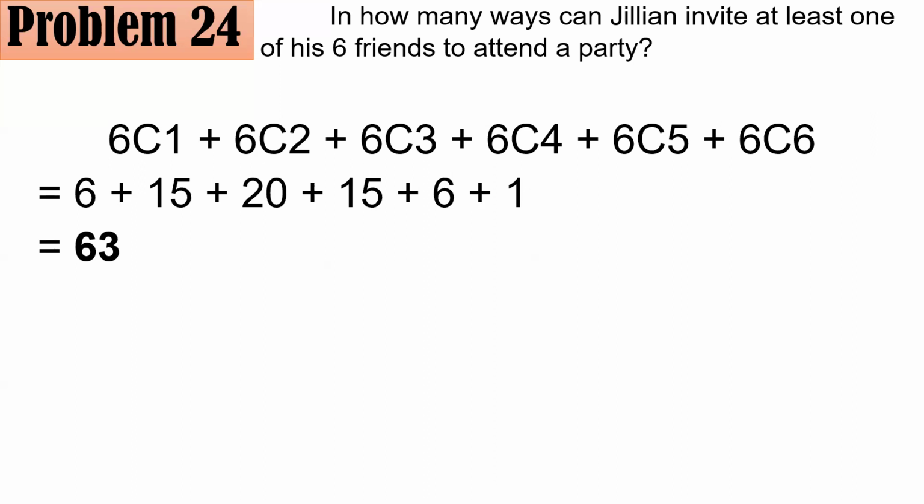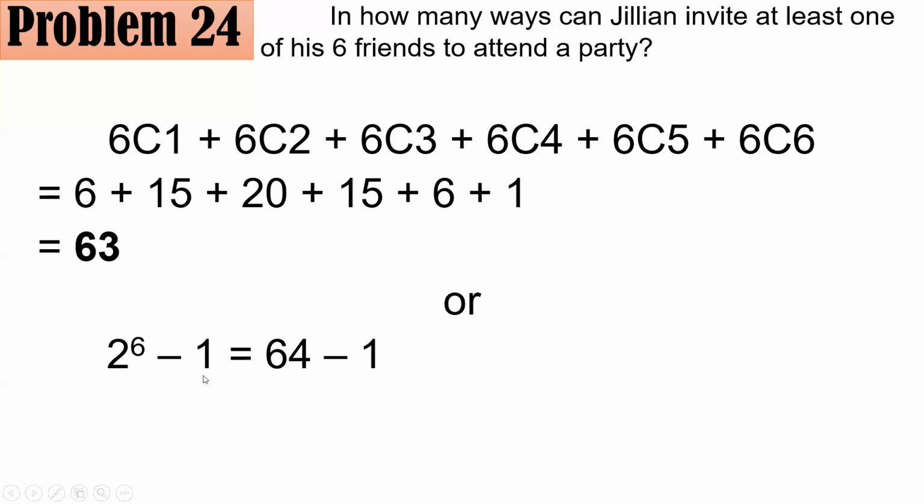But this is a bit long, slightly longer. So let's have a shorter one. In fact, it's actually a theorem that if you have nC1 plus nC2 plus nC3 all the way until nCn, it's just equal to 2 raised to n minus 1, where n is the total number of objects. You have to subtract 1 because this is the number of ways for you to choose nothing.